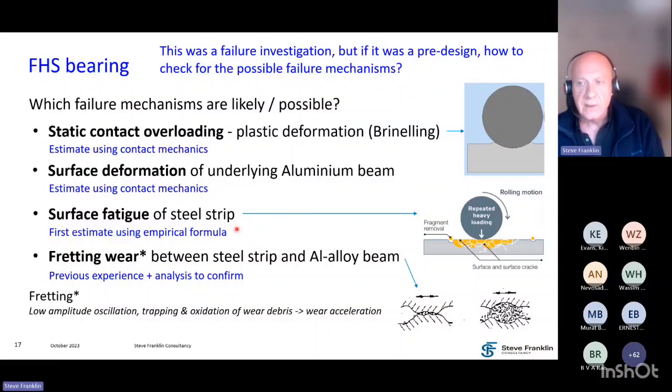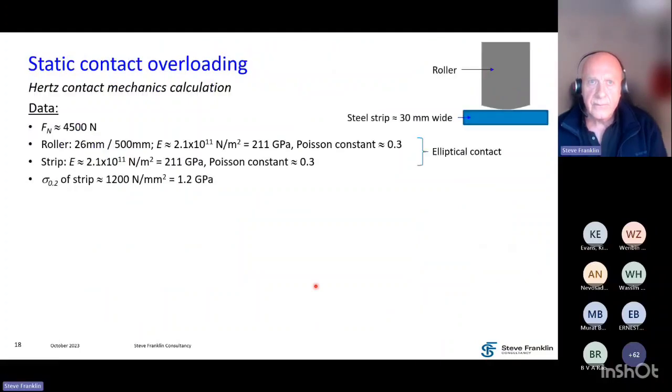If we look at surface fatigue, then we can do some first estimates using some sort of quick and dirty empirical formula, which I'll show in a minute. And fretting wear, well, that's really based on materials knowledge and previous experience, and we can do some analysis to confirm whether or not that has occurred. So first of all, static contact overloading.